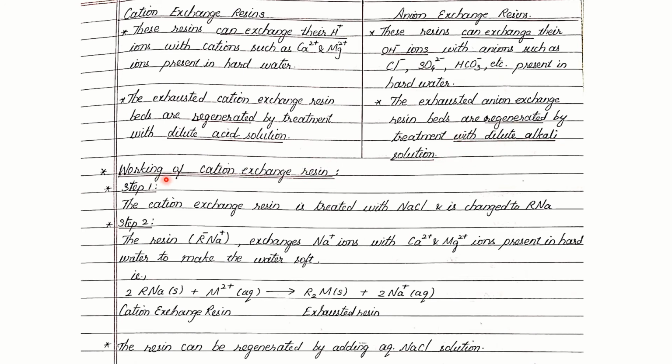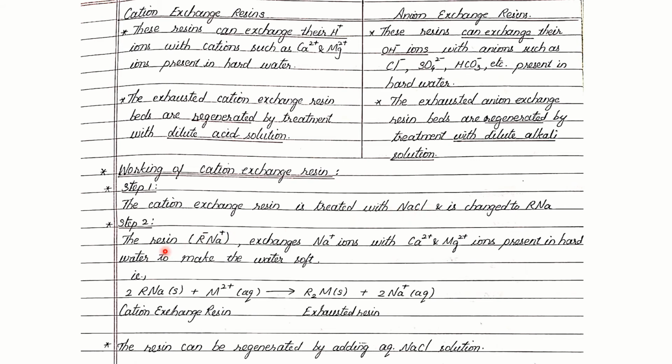Now let us look at the working of the cation exchange resin. In the first step, the cation exchange resin is treated with sodium chloride and is changed to RNa. Remember, cation exchange resins are represented as RSO3H, so when treated with sodium chloride it is changed to RNa. This is a simpler form, right? When compared to RSO3H, RNa is the simplest form of cation exchange resin. That is why they are exchanging it with sodium chloride.